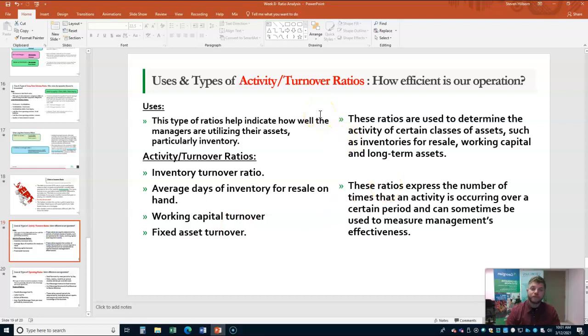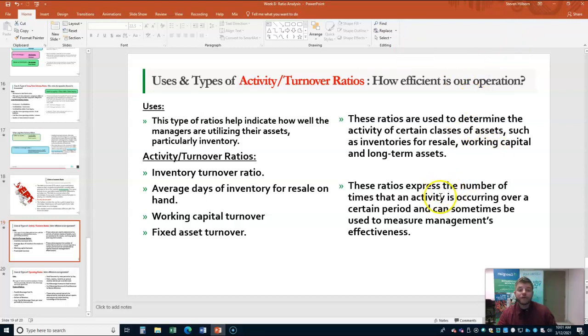There's two left. The next one is activity and turnover ratios. This looks at all kinds of stuff, but this could be your inventory turnover ratio, your average days that inventory sits on your shelves before it is sold, working capital turnover, fixed asset turnover. A fixed asset might be like property, plants, and equipment. So how many times do you need to change out your washers and dryers in your housekeeping area? How many times do you need to buy new deep fryers or things like that?